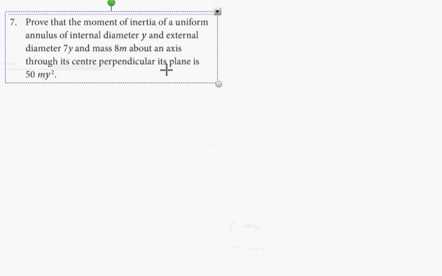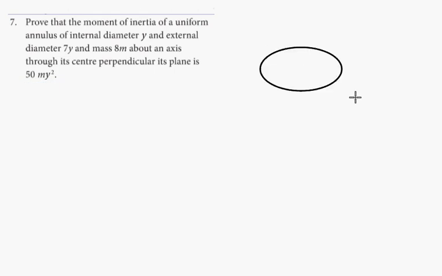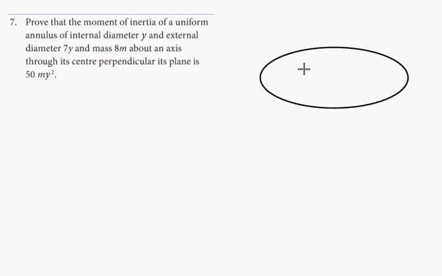Okay guys, prove that the moment of inertia of a uniform annulus of internal diameter y and external diameter 7y and mass 8m about an axis through its centre perpendicular to the plane is 50 my squared. Now, exactly the same question we had last time.